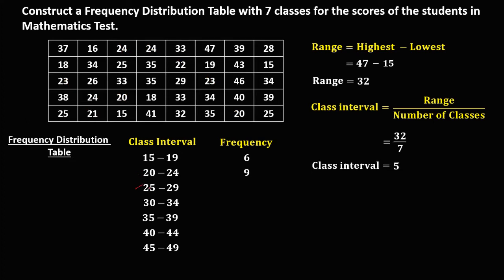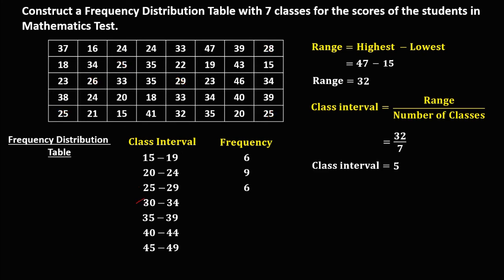Then for the third class, scores within 25 to 29. We have 1, 2, 3, 4, 5, 6. So 6 scores within 25 to 29.